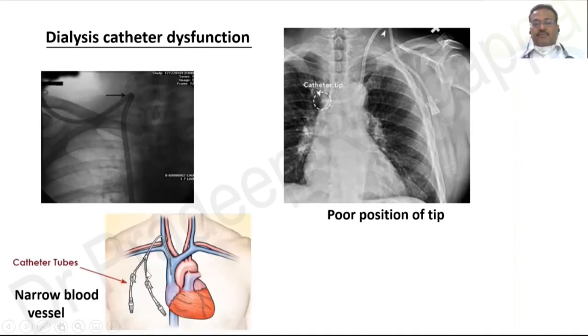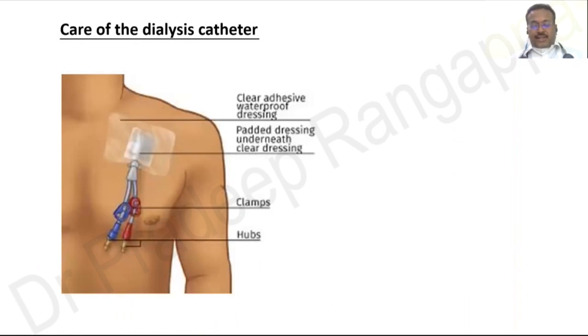Or the catheter can be sitting in a narrow blood vessel, which will also impede the free flow of blood. Or sometimes there can be a blood clot or stasis or hypercoagulable states which limit effective blood flow from the dialysis catheter. So once the dialysis catheter is put in, it is important to take care of it. It is important that a chlorhexidine pad is put on the catheter, and the dressing should always be a clear adhesive waterproof dressing.